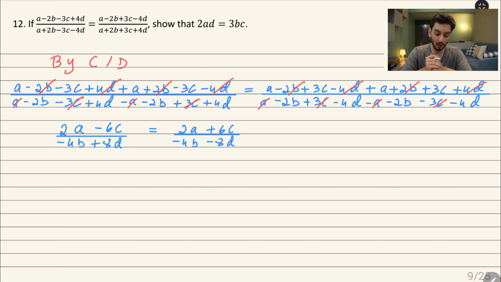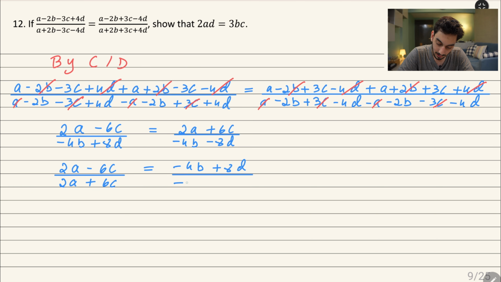Okay, what do I do? I need to keep all the a's and c's on one side and b's and d's on the other side. Okay, so I just send the 2a and 6c from the right hand side to the left hand side. So it becomes 2a minus 6c upon 2a plus 6c is equal to these things, the negative 4b and the 8d goes to the other side. So negative 4b plus 8d, and in the denominator it is negative 4b minus 8d.